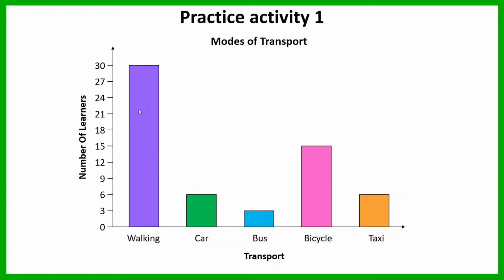You need to make sure that all your values are correct. So over here, for walking, it goes up to the 30. For car, it goes up to the 6. For bus, it's 3. For bicycle, it's 15. And for taxi, it's 6. So that's what you should have got for your bar graph.